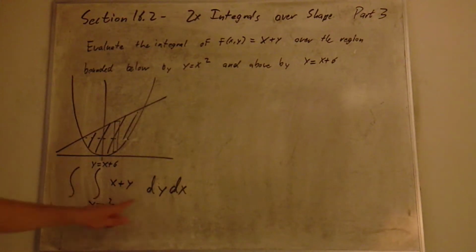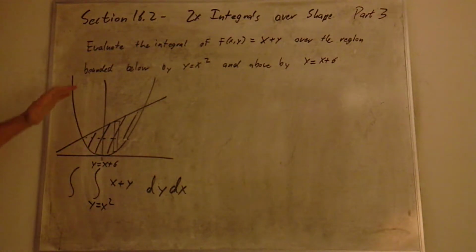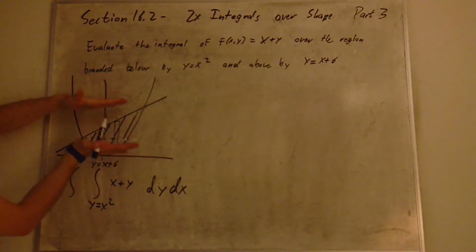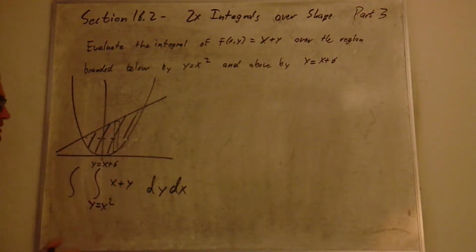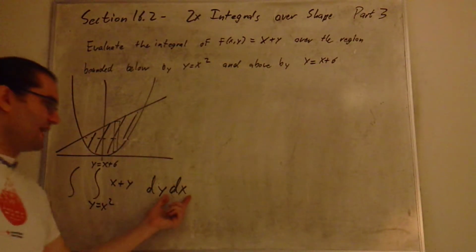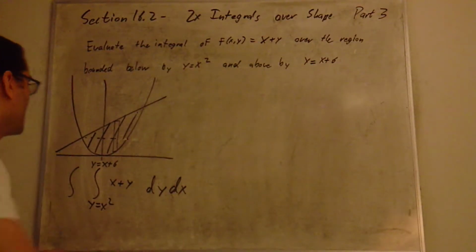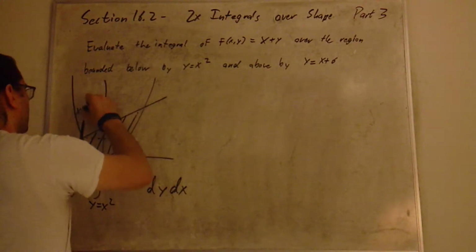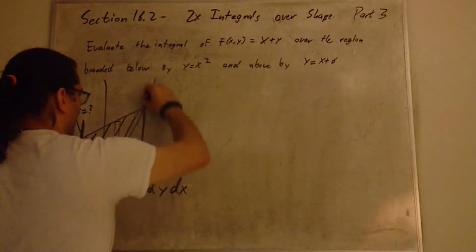Now we just need to find the bounds on x. And once you have integrated on y, you can imagine sort of collapsing this across the y-axis. So your bounds on x just need to be numbers. And they need to be this number here, and they need to be this number here.